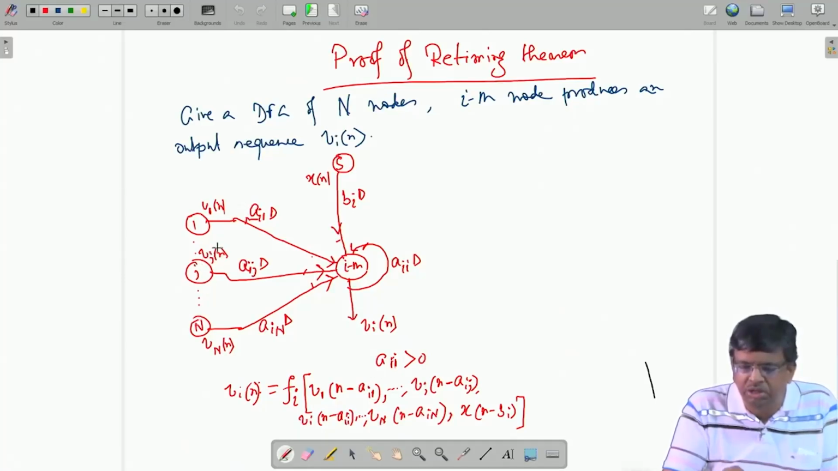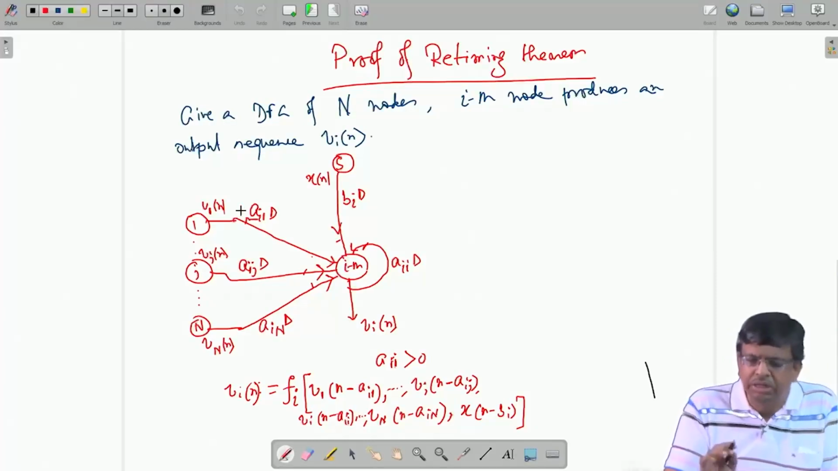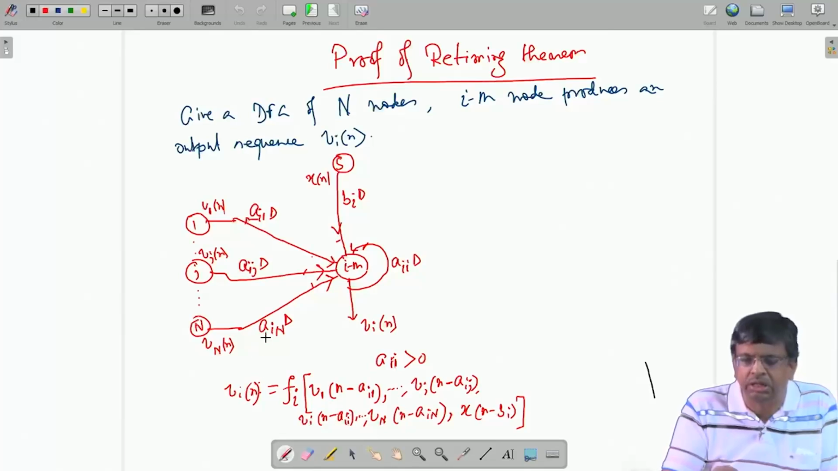Then the jth node Vj[n] is the output, it is to be delayed by some number which is dependent on i and j. So, a_ij, up to the nth node a_in delays. So, I am making a very general case where all other nodes connect with this with the respective delays a_i1, a_ij, a_in. Some of them could be infinity also, which means no connection.